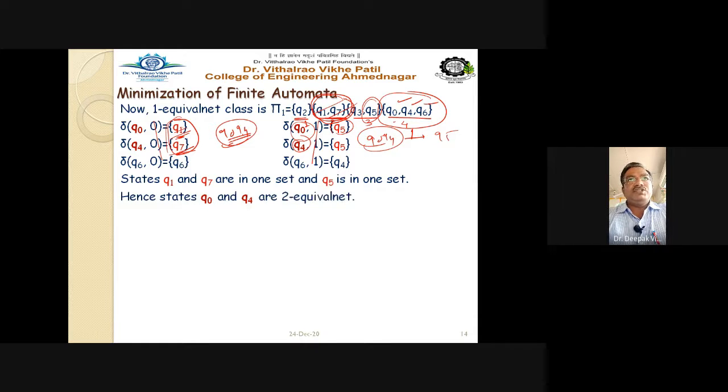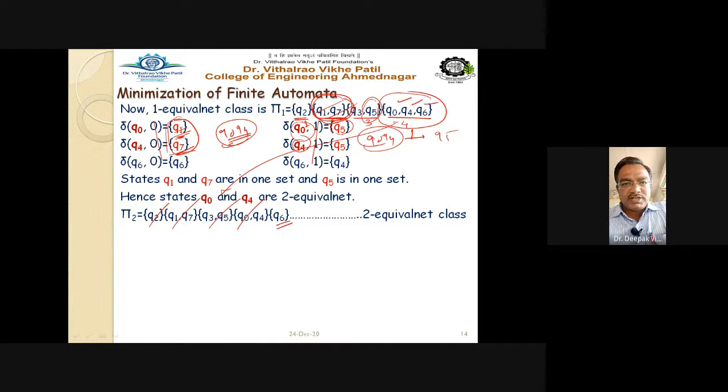Hence states Q0, Q4 are two equivalent. Getting this point? So pi 2 means further we partition this. The partition is: Q2 is one set, Q1, Q7 is another set, already given, Q3, Q5 is the third set, and Q0, Q4 is the new set created, and the left-over Q6 is the single remaining state. So there is no need to partition further, or we cannot partition further.